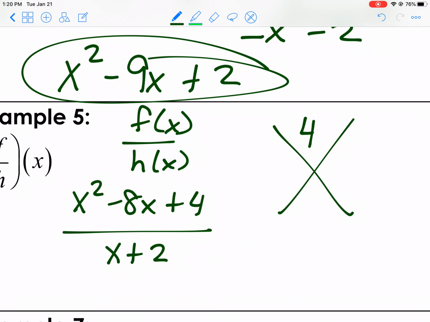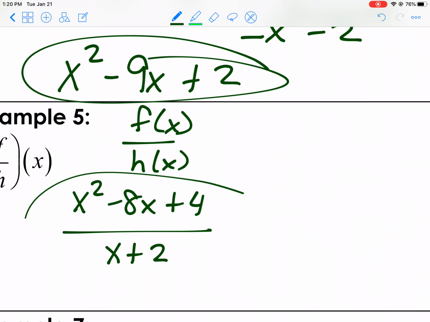A times c is 4, b is negative 8. So I know that 1 times 4 equals 4 and 2 times 2 equals 4. If I want to add and get negative, I need to have both of these being negative. If I add -1 and -4, I'll get -5. -2 and -2, I get -4. I don't think there's any way I can get -8. So this one does not factor. That means that this is our answer. That's it.